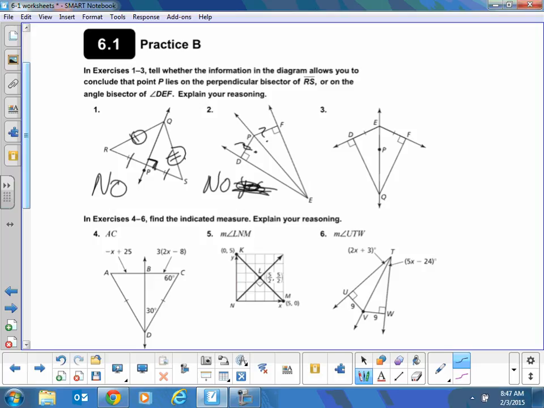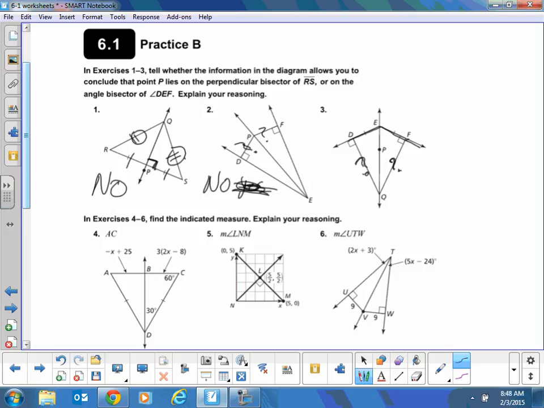Does P lie on the perpendicular bisector of DEF? Not the perpendicular bisector, but the angle bisector of DEF. Yes, it is, because it shows angles everywhere. Good. Now, it shows these as congruent, but it doesn't show these as congruent. So this distance here is not going to guarantee that this distance is the same. So I believe this one is no.